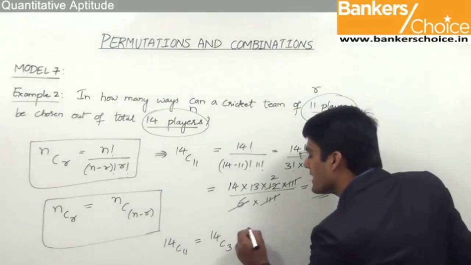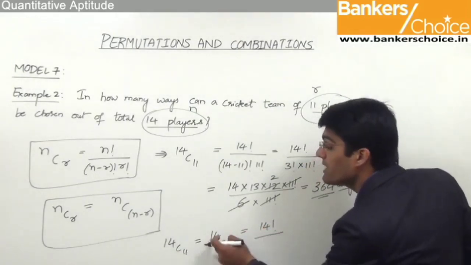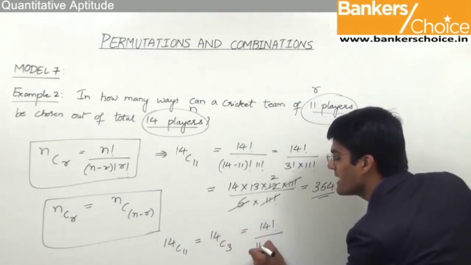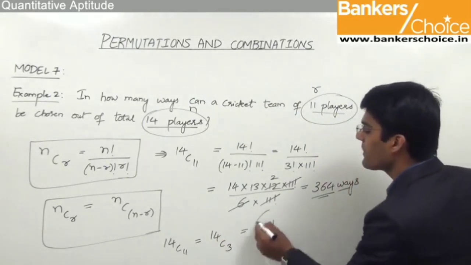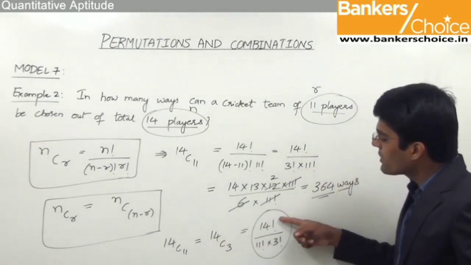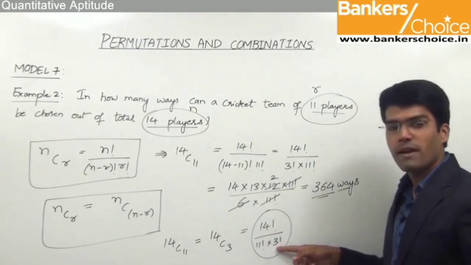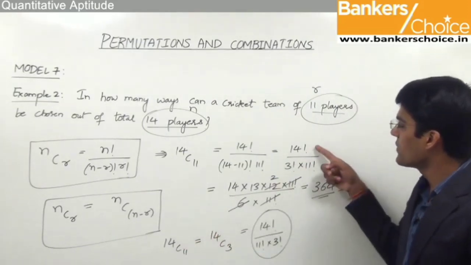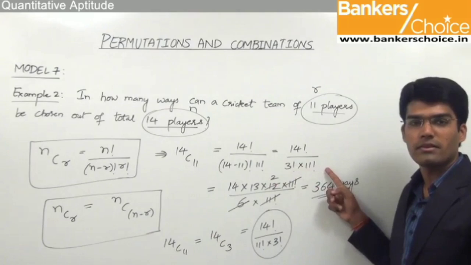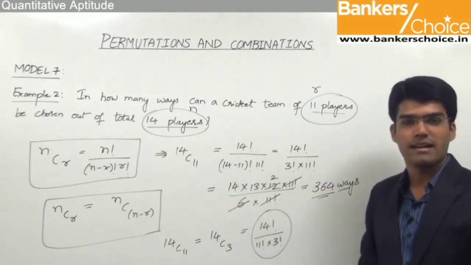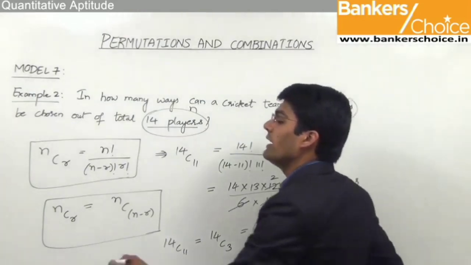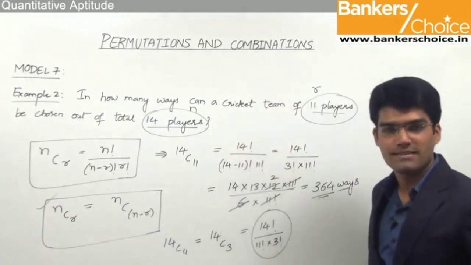Now 14C3 can be taken as 14 factorial by (14 minus 3) factorial, that is 11 factorial, into r factorial, here 3 factorial. So if you compare, 14C3 is 14 factorial by 11 factorial into 3 factorial. And 14C11 we know is 14 factorial by 3 factorial into 11 factorial. So very clearly nCr is equal to nC(n minus r). So this point may be helpful in doing certain calculations very fast.